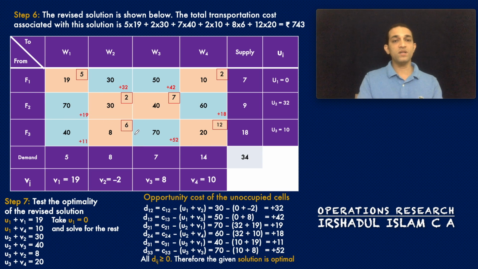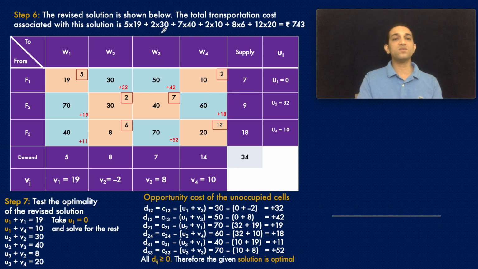In the next table, we have an allocation of 2 here and 6 here, 12 here. There was an allocation here that has gone in this case. The revised solution is given below.